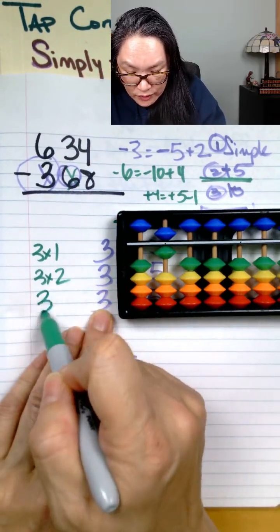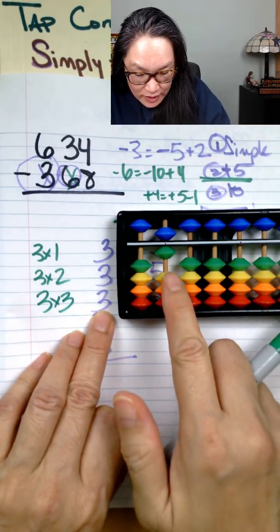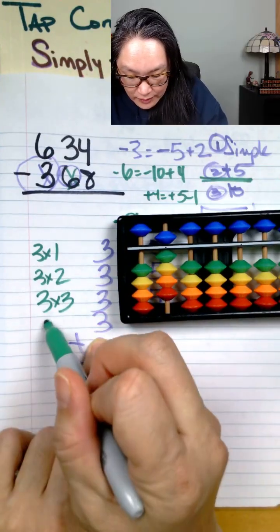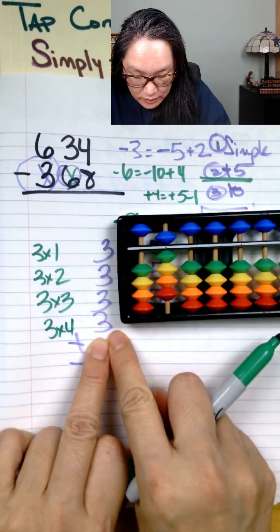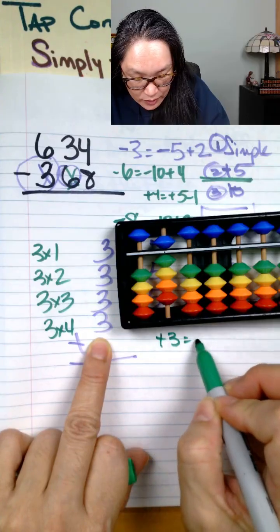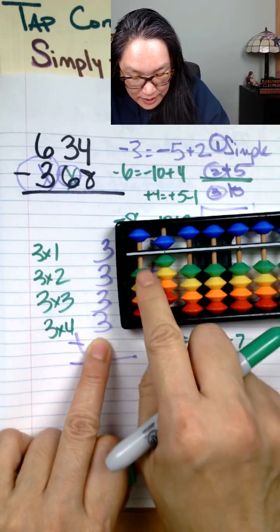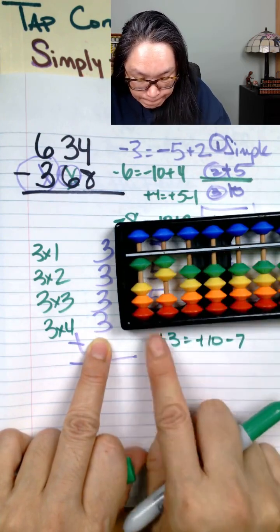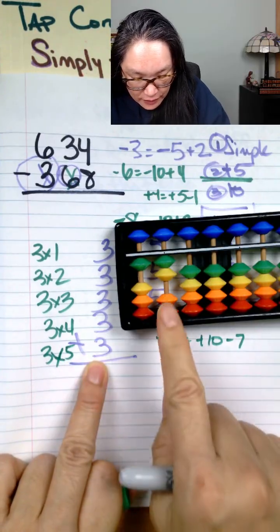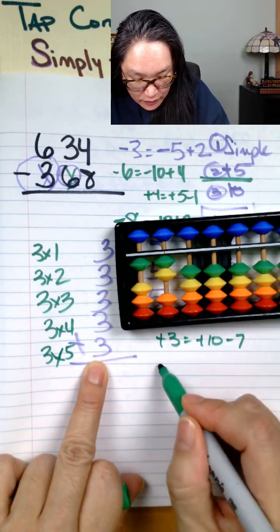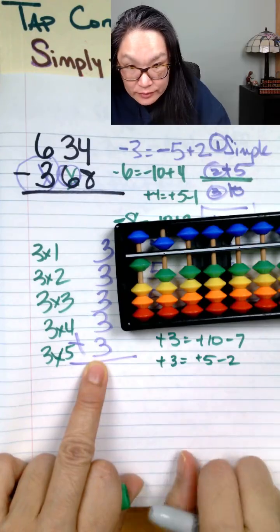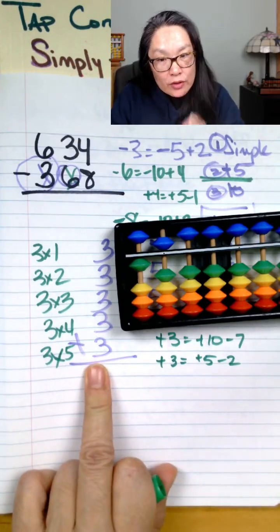So then we do 3 times 3. Notice I have enough beats to add the 3, so I'm going to add the 3. And then I'm here. 3 times 4. So I add another 3. Is there enough? No. What do I do? Plus the 3 is equal to plus the 10 minus 7. So I plus the 10 and then minus the 7. And then I'm here. 3 times 5. Is there enough? No. So what do I do? Plus the 3 is equal to plus the 5 minus 2. Plus the 5 minus 2. That's what I would do for the 3 times table.